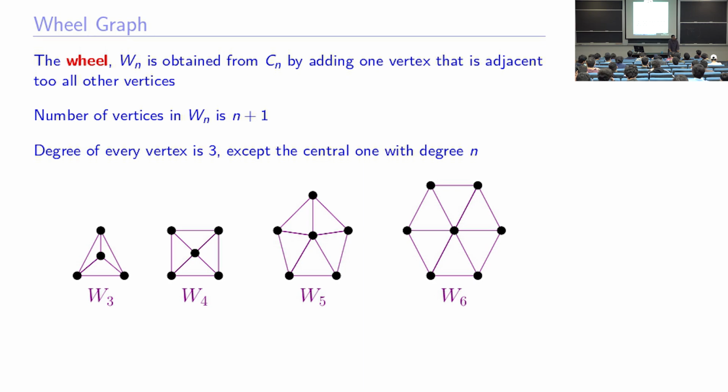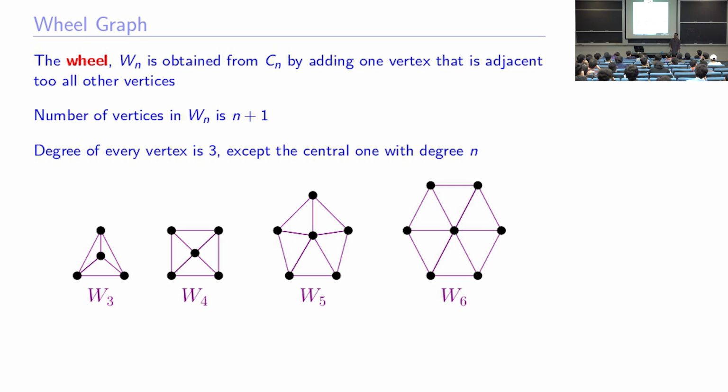Now, a wheel graph is a cycle plus another vertex which is adjacent to every other vertex. So it's a cycle, and this is what we call the center or the hub, and this is now adjacent to every other vertex. In the cycle, every vertex has degree 2. Now in a wheel, those outer vertices have degree 3, because 2 is for the cycle and 1 is to this hub, right?